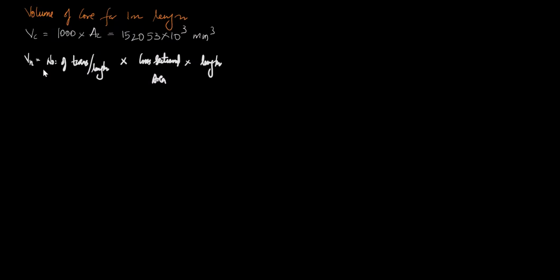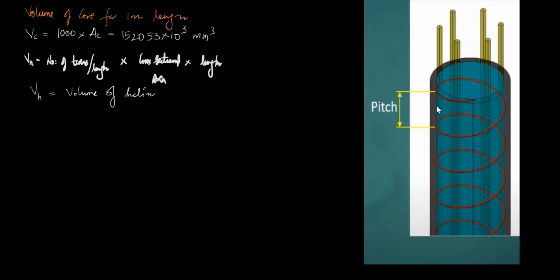Now the volume of the helix, that also I will consider for 1 meter length. The cross-sectional area into length gives the volume, into the number of turns will give the total volume for 1 meter length. That is, for the volume of the helix Vh, you have the pitch as this distance. If I consider this as 1 meter length, then this is 1 turn.